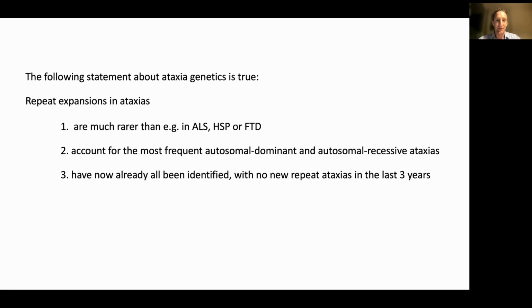Yes, they have the most frequent cause for dominant and autosomal recessive ataxias. They have now already been identified. Hopefully not. We are still going to find more. And I promise you, we are going to have big repeat expansions coming up in the next years. And in the last years, a nice one has been identified, RFC1, as the second most common cause of recessive ataxias.